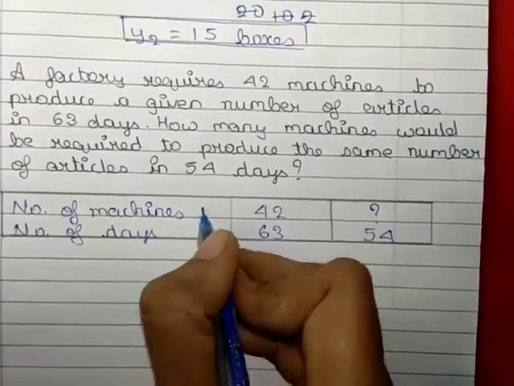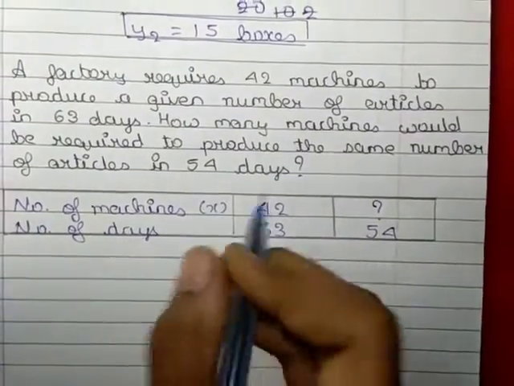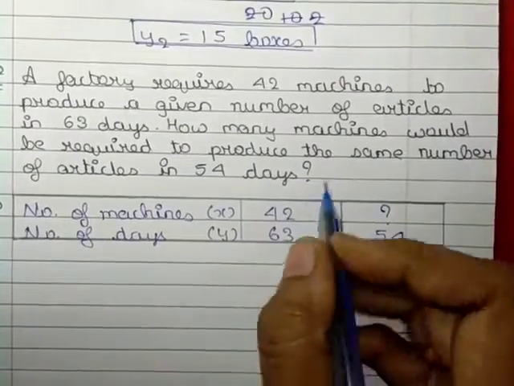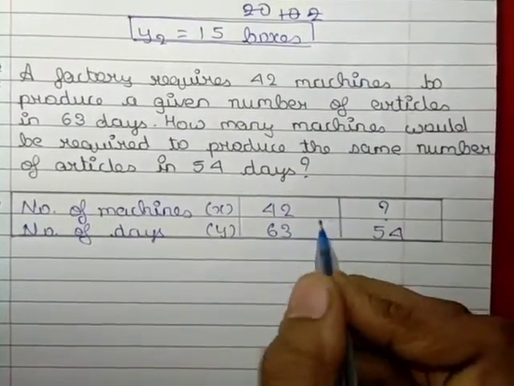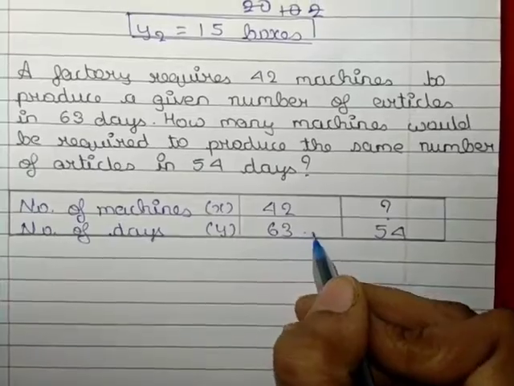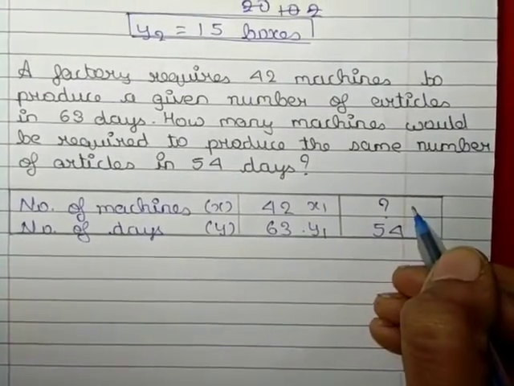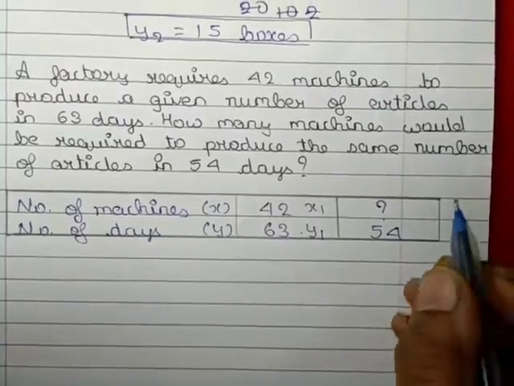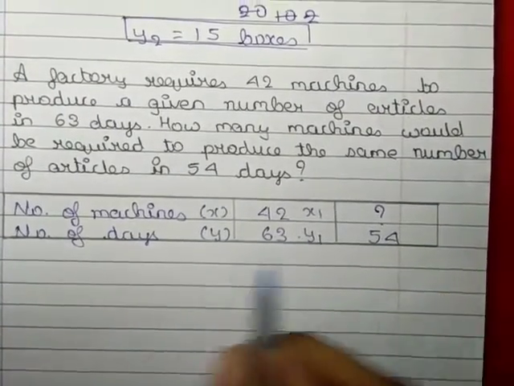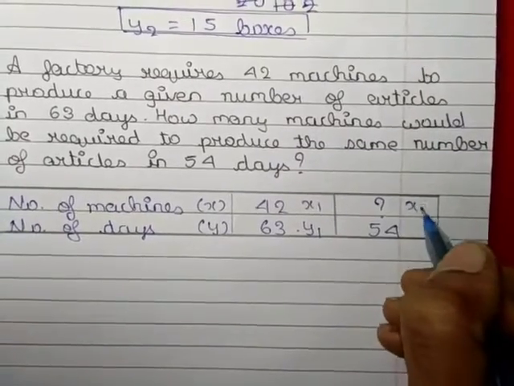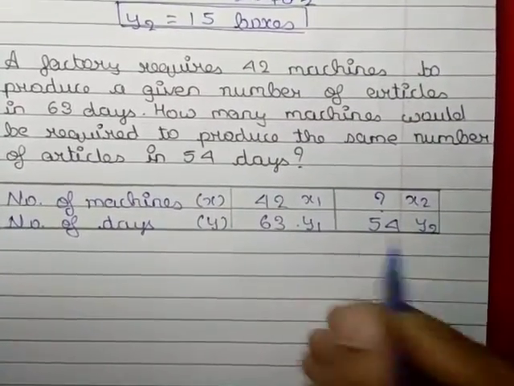Here I am taking the number of machines as X and the number of days as Y. These are the two values, and if 42 machines are there, the work gets completed in 63 days. So this will be X1, this will be Y1. We have to find the number of machines required if the same amount of articles gets completed in 54 days. This will be X2 and this will be Y2, and X2 we have to find out.